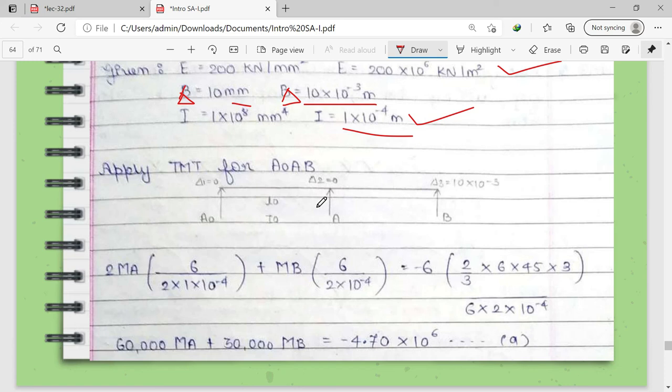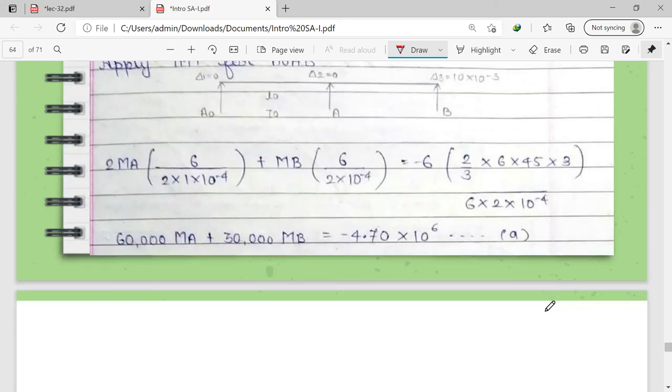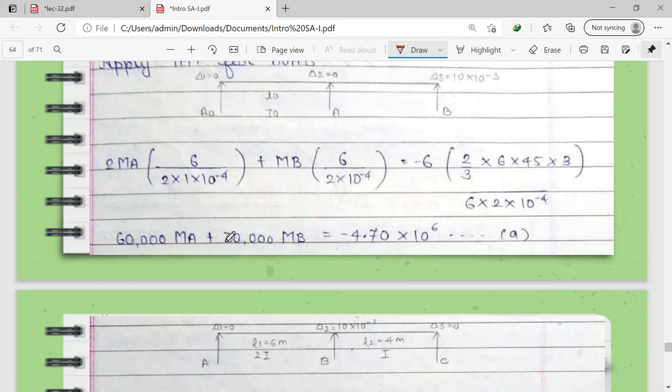So MB in bracket, 6 divided by 2 into 2 minus 4 minus 6, 2 by 3 base into height divided by this. Excellent. So finally the answer becomes 60,000 MA plus 30,000 MB is equal to minus 4.7 into 10 to the power minus 3, the first equation.